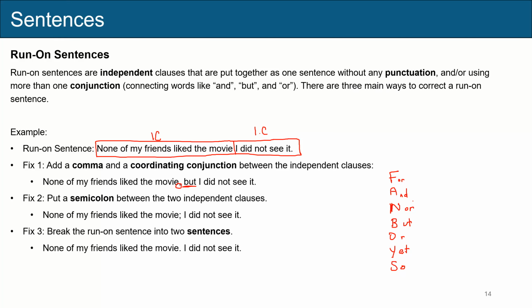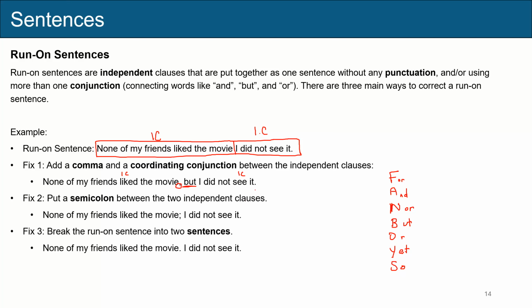So we pick one of these that works after the comma, and now we have a grammatically correct sentence. None of my friends liked the movie, but I did not see it. Now this functions as a whole sentence that's combining two independent clauses.